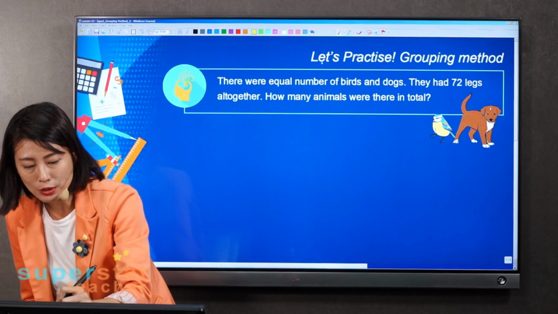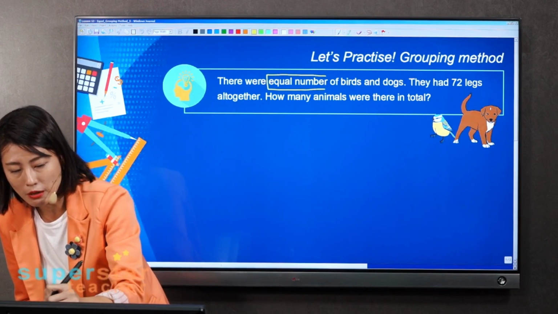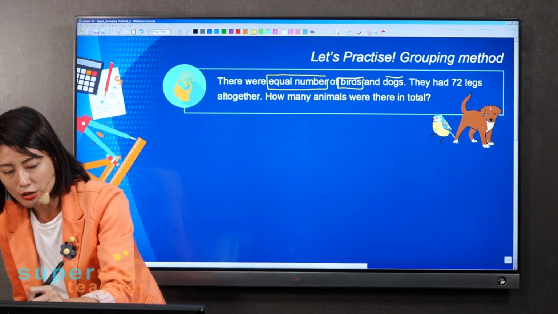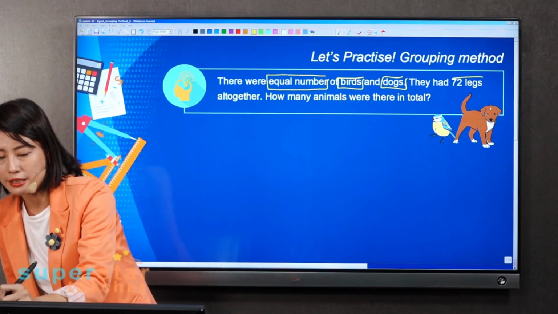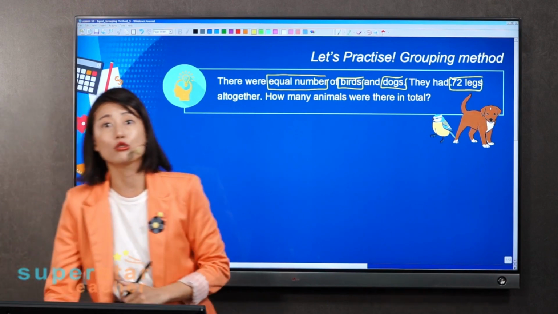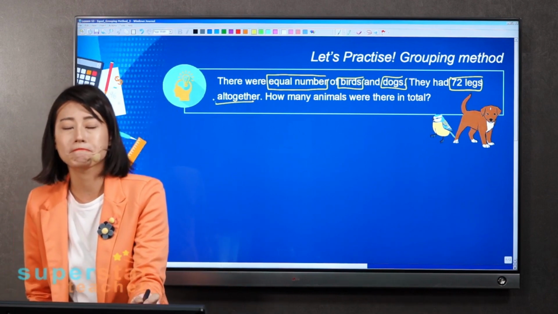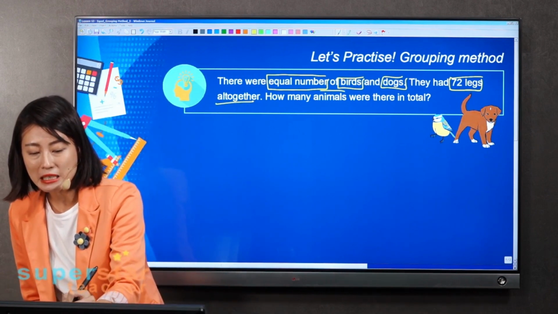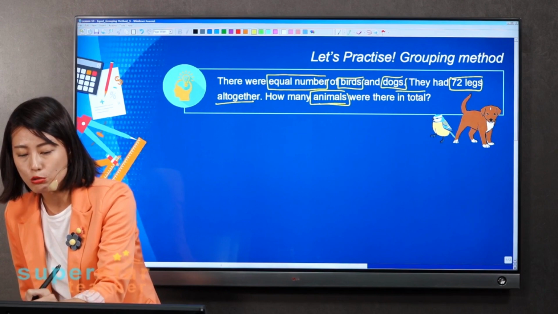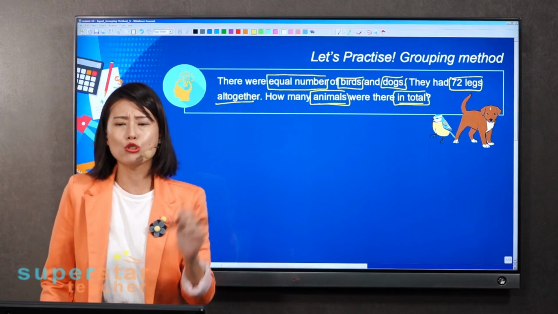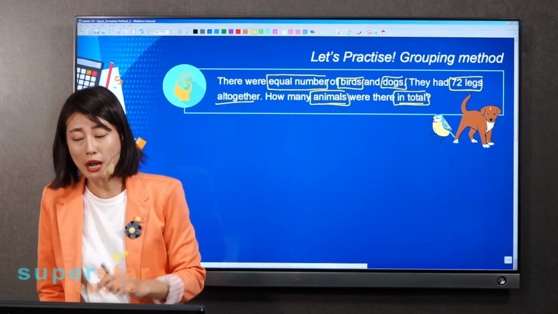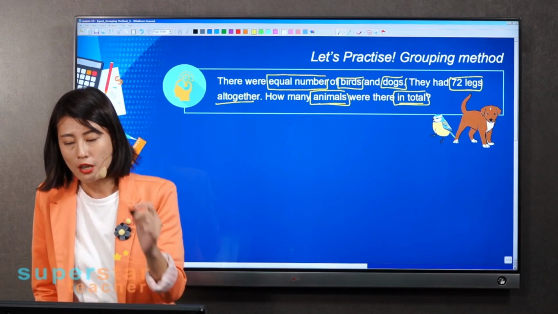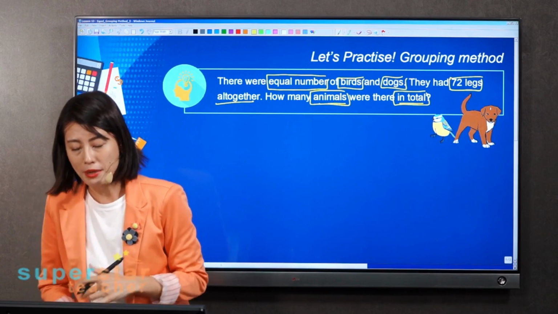So first of all, we know that there were equal number of birds and dogs, right? Same number. And we know that there is a total of 72 legs altogether. So how many animals were there in total? So how are you going to use grouping method to solve this question? Okay, so I'm going to show you how we can use grouping method. Now let's identify the grouping method first. What is it?